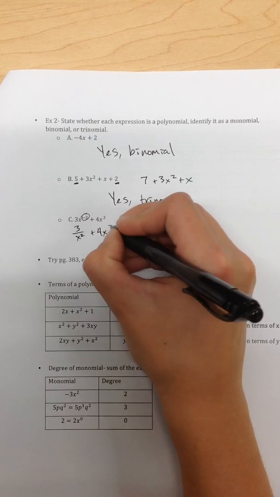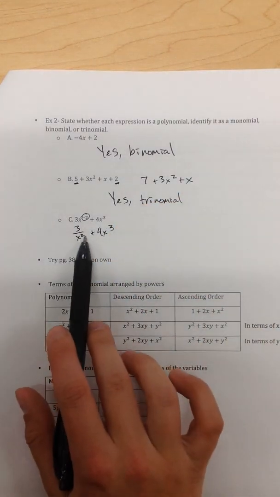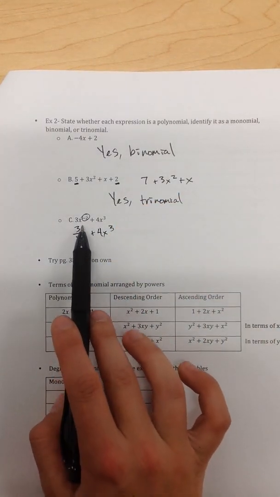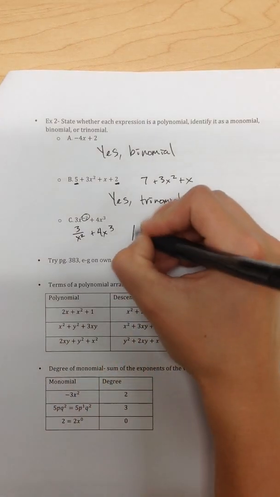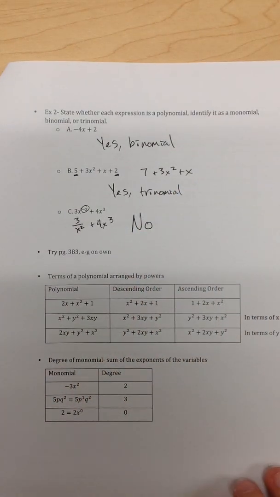So we know either way we write that, whether the variable's on the bottom, dividing by a variable, or a power of the negative, that one would be no, it's not a polynomial. Okay, so sometimes you have no for those. Okay, so on 383, try out E through G, and then we'll talk about them.